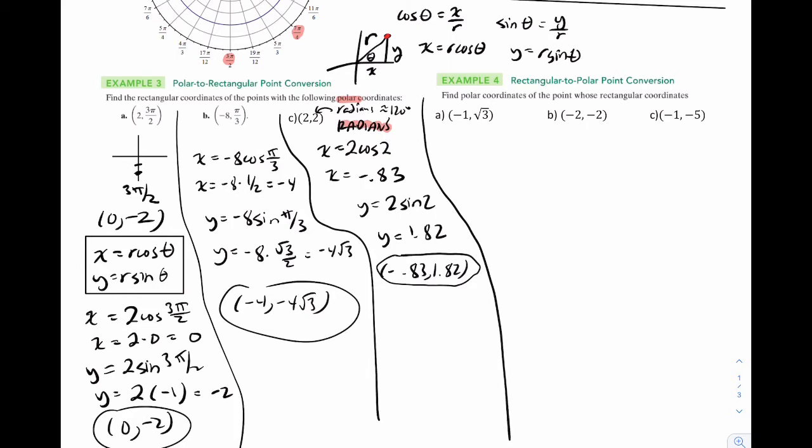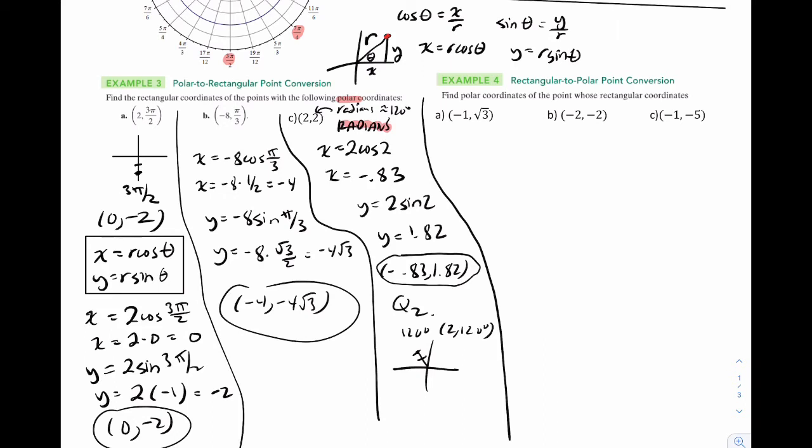And notice how this coordinate would be in quadrant 2, which makes sense because 2, 2 would be like 2, 120. And if 120 is right here, you'd be like somewhere over here. Okay, here's the last part. So now we're going to go the other way.